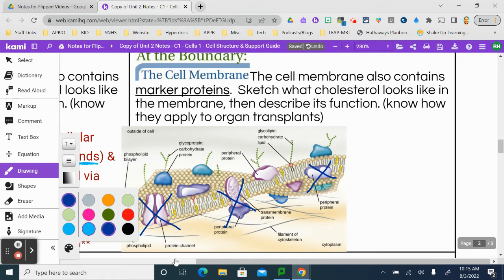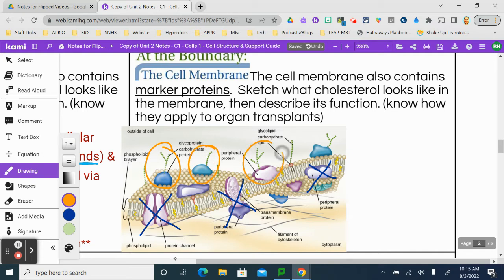The ones that we're focusing on, and I'll circle these in the orange, are these ones that have these side chains that are sticking out the outside. So when you draw these, those are the ones you actually want to draw. These are examples of marker proteins.